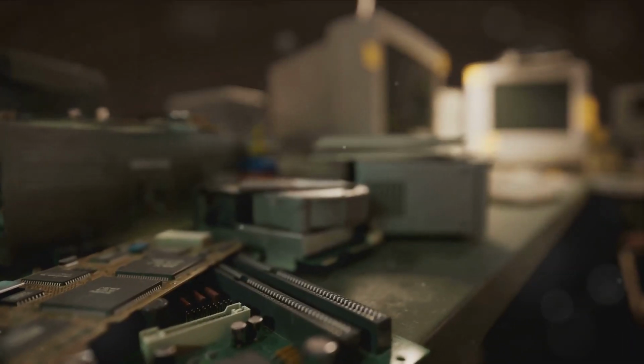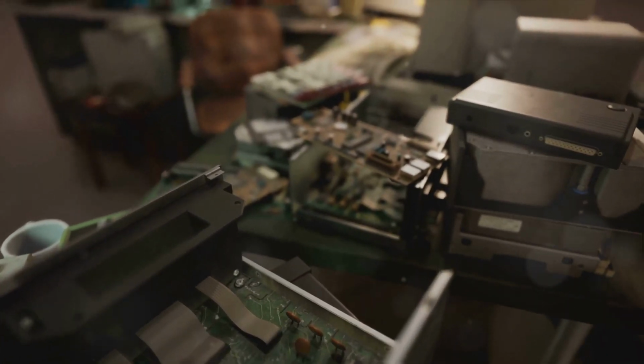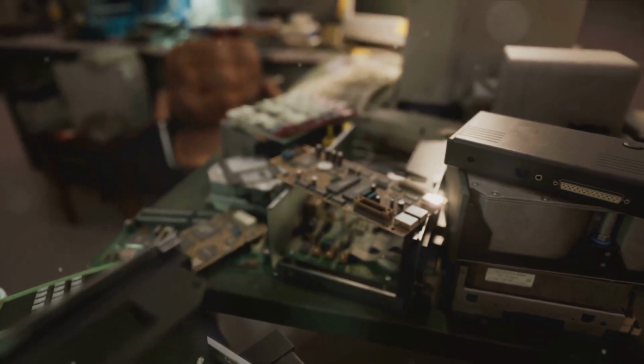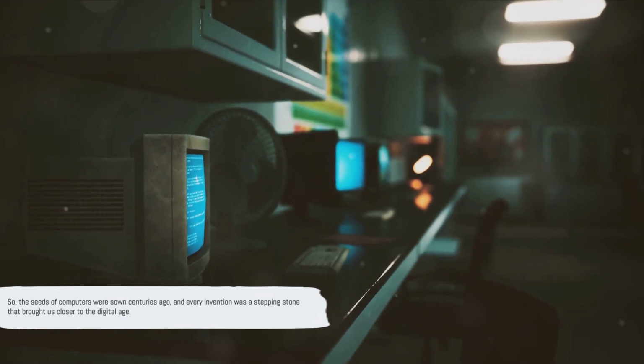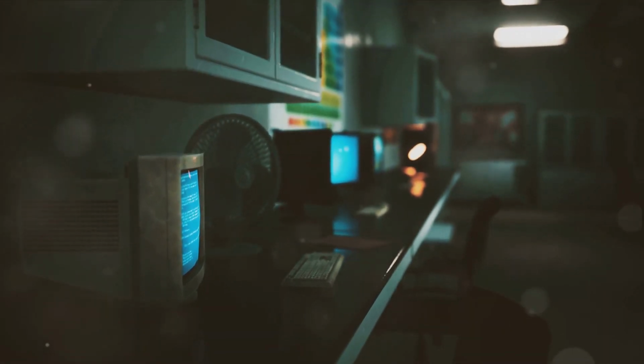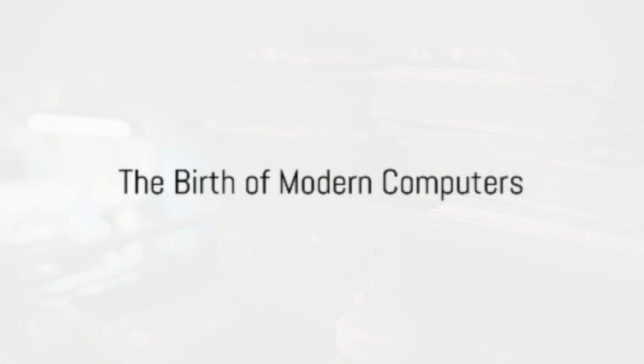His designs were an inspiration for the generations of inventors and innovators who followed, each building on the ideas and technologies of their predecessors. From the simple abacus, through Pascal's mechanical calculator, to Babbage's visionary analytical engine, the journey of computing is a testament to human ingenuity and our ceaseless quest for progress. So, the seeds of computers were sown centuries ago, and every invention was a stepping stone that brought us closer to the digital age. The 20th century was indeed a game-changer in the evolution of computers.